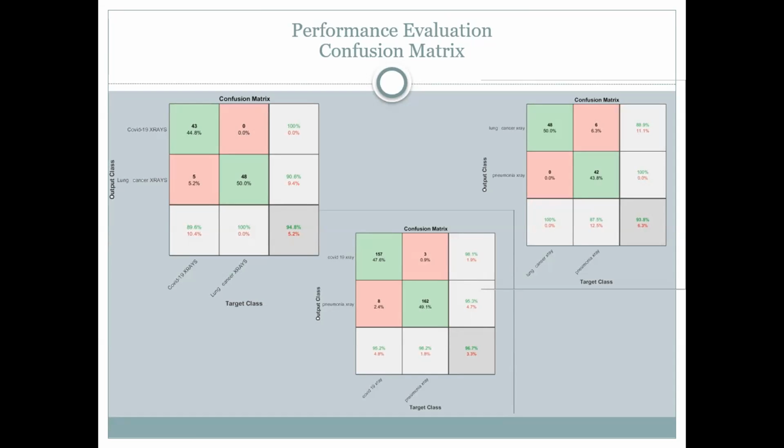Going to COVID-19 and pneumonia, we had 157 rightly classified as true positive, 3 false positive, 8 false negative, and 162 true negative. So 162 were rightly classified, 8 wrongly, 157 rightly, and 3 wrongly. For lung cancer and pneumonia, we had 48 true positive, 6 false positive, 0 false negative, and 42 true negative from our classification.